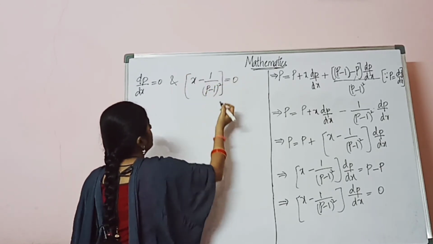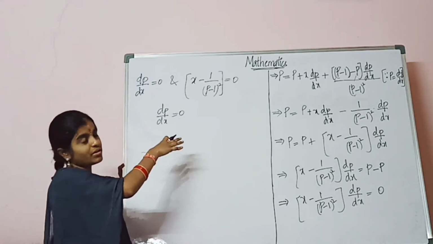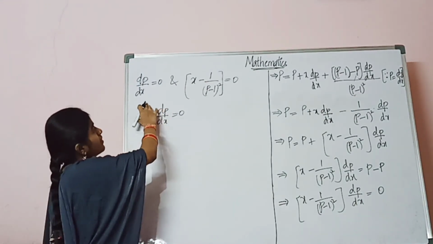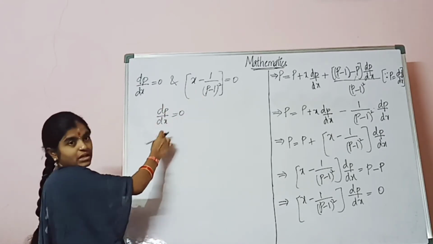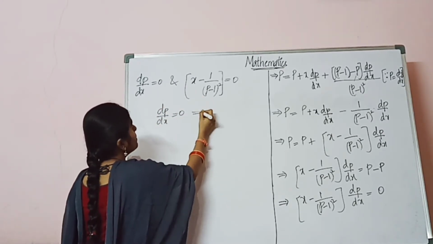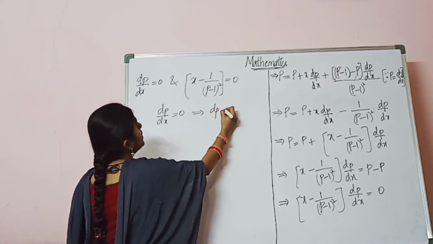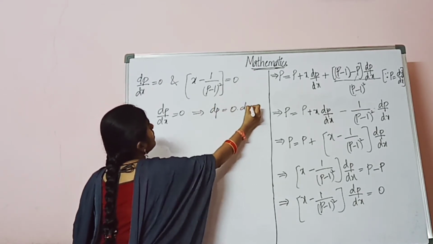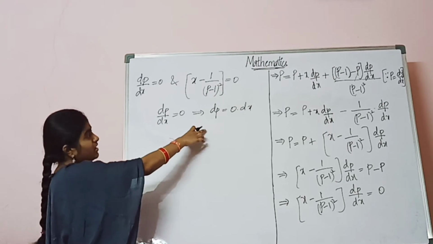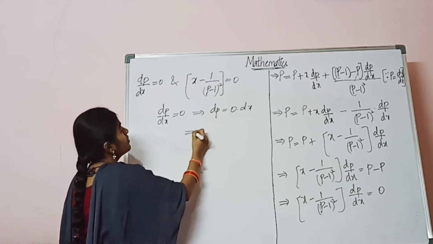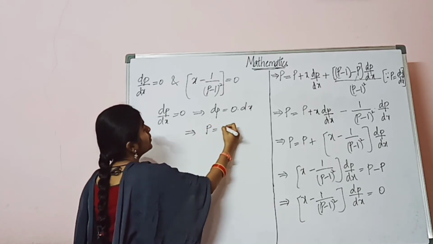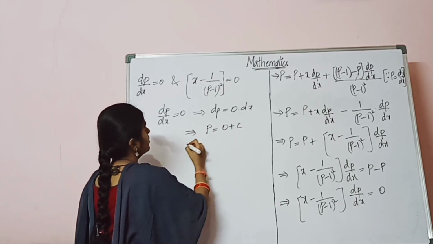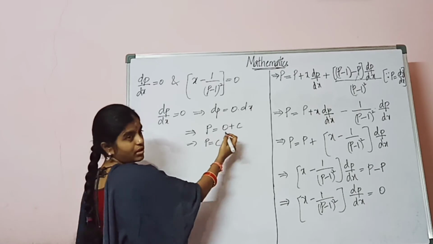As we have discussed earlier in the Clairaut's equation, we are considering both as case 1 and case 2. So what is case 1 here? dp by dx equals 0. That implies dp equals 0 into dx. So 1 into dp, again dp only we will get. So that implies integration of 1 into dp means p equals 0 plus constant. That implies p equals c.